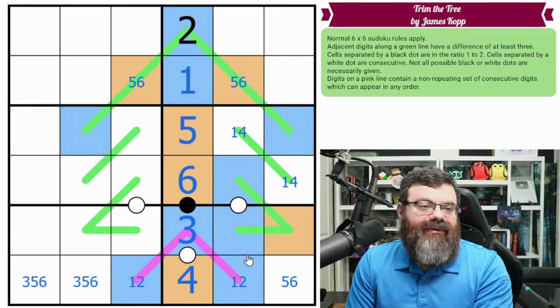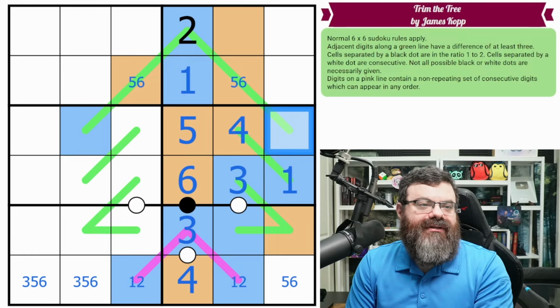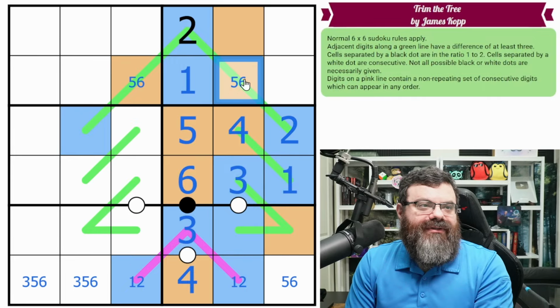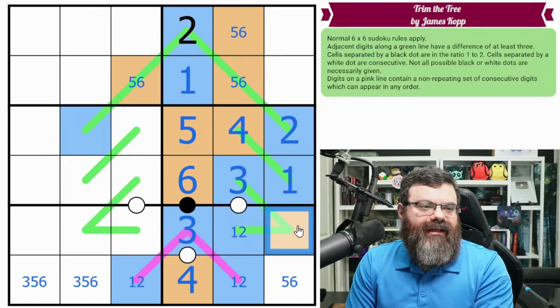All right, so these two can't be 3, so this is 3 for the column. Oh, and then these are high for the column. So this is 4 and this is 1. This is low. This is our 2. Right, that does not restrict this guy. This is also 5, 6. This is 1, 2. This is 5.